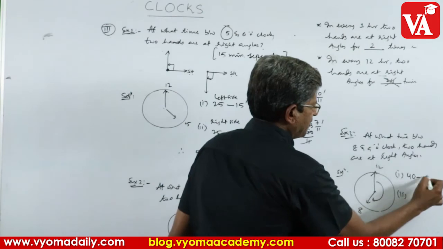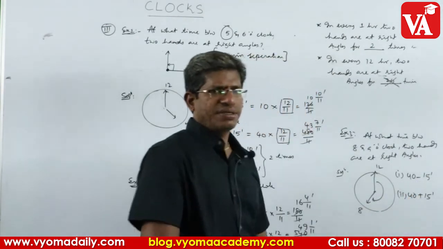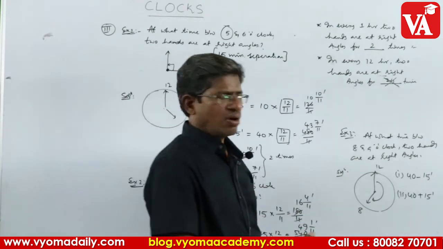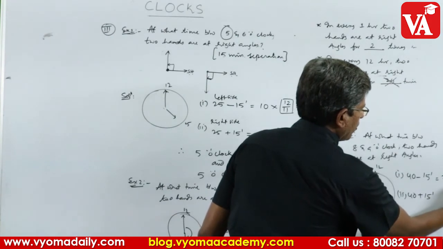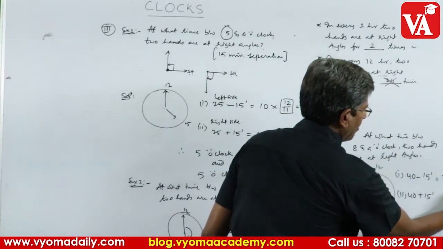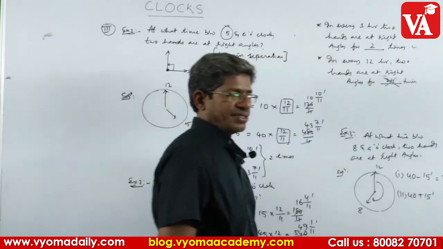So for the two answers, on the left side answer, what do you do? Minus 15. On the right side answer, what do you do? Plus 15, isn't it? So 40 minus 15, how much will you get here? 25 into 12 by 11. So what you will get is 300 by 11. Let me simplify this: 27 3 by 11 minutes, the first answer.